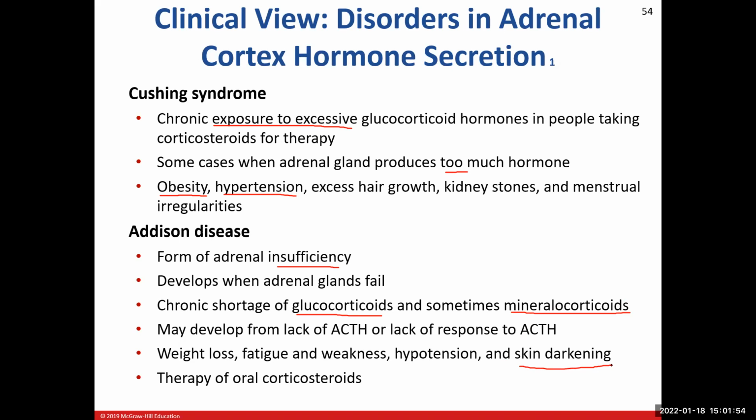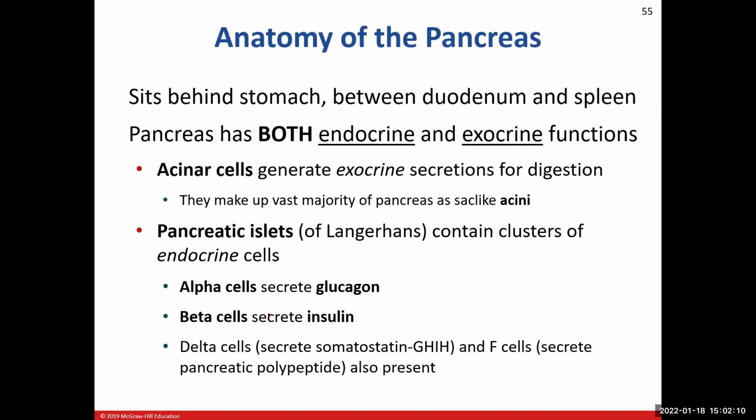So an easy way to treat this is to give these patients some oral corticosteroids to make up for that shortage of those glucocorticoids because of the zona fasciculata there being affected. All right. So let's go through a couple of the other tissues and organs in our endocrine system that will be producing some hormones.